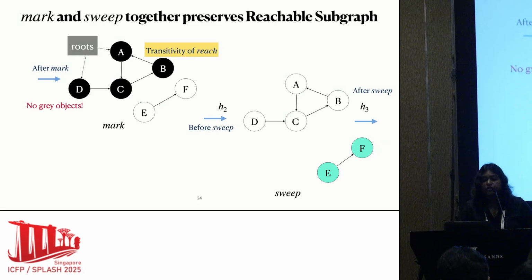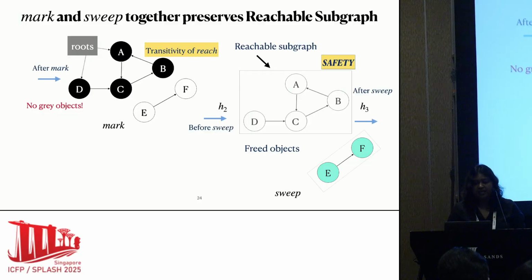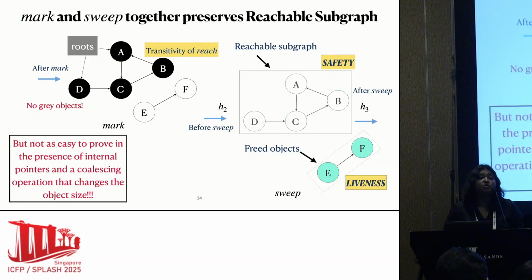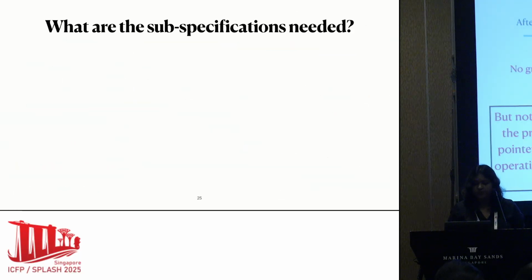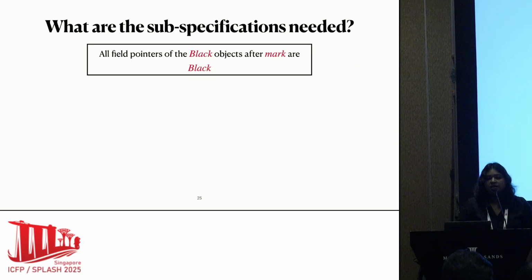Now, mark and sweep together preserve the reachable subgraph, okay? So when we preserve the reachable subgraph, it says it preserves the safety, and if it frees the unreachable objects, it says it's liveness, but it's not that easy to prove in the presence of internal pointers. As I said, objects can point to the middle of an object in the presence of internal pointers, as well as a coalescing operation. It's not that easy to prove. I will show an example.